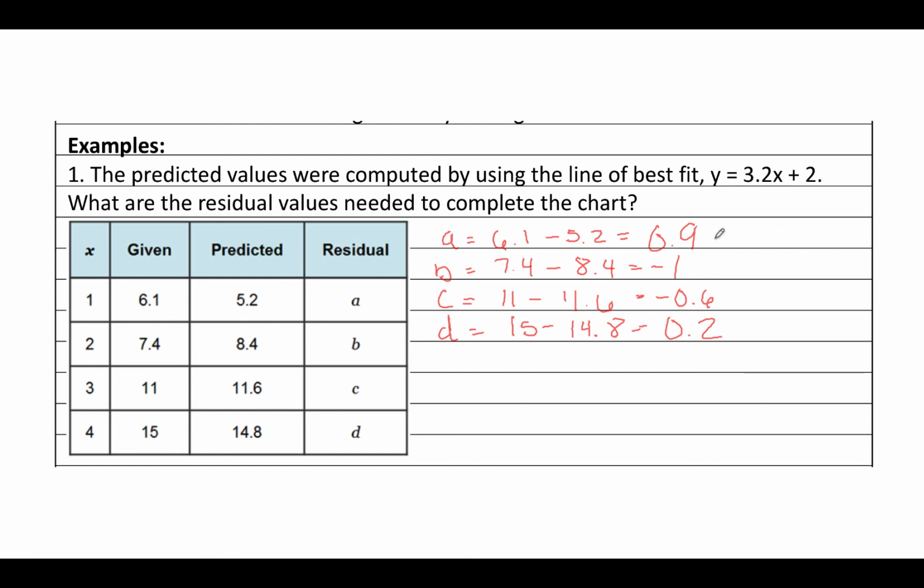So the residuals are these values right here. They are our given minus our predicted. If it was asking for the magnitude, we would find the absolute value of these, so there would not be any negatives.